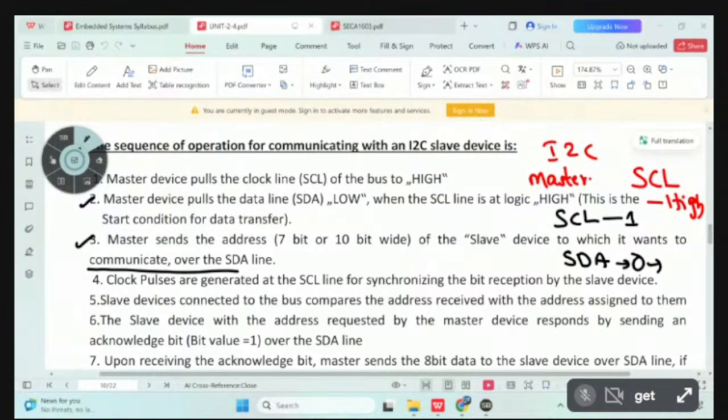And after that SDA line should be in the low state, but it may be the high state after the starting stage. But before that it should be 0 only.